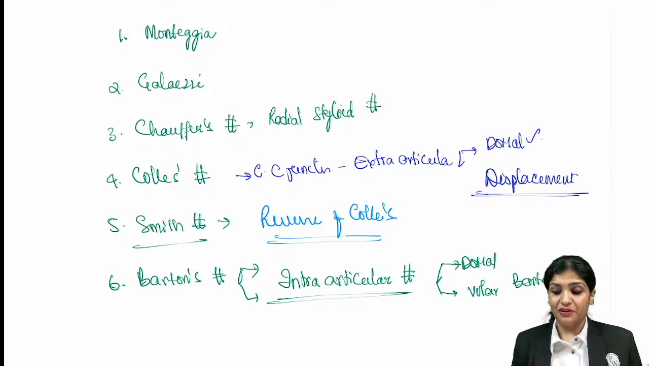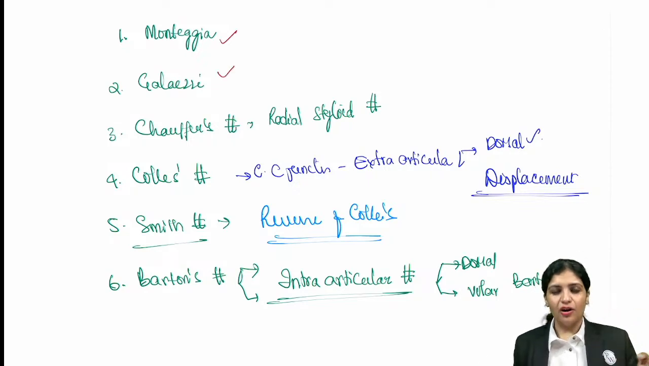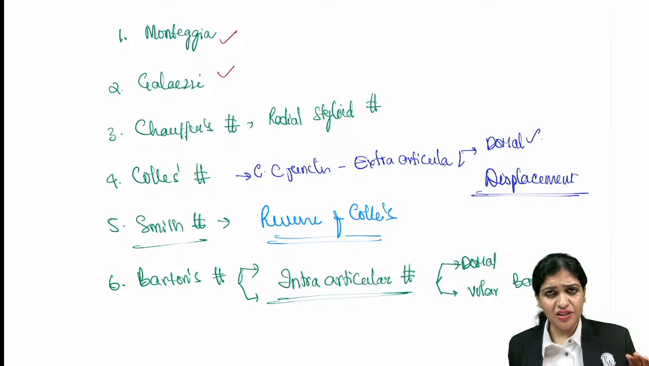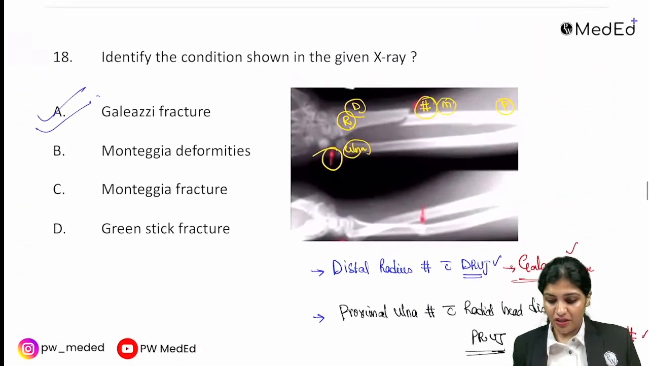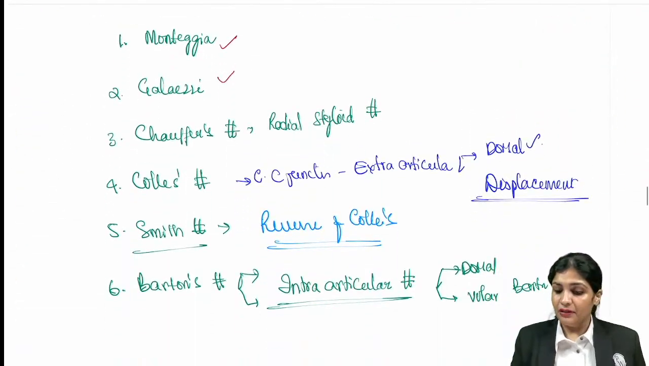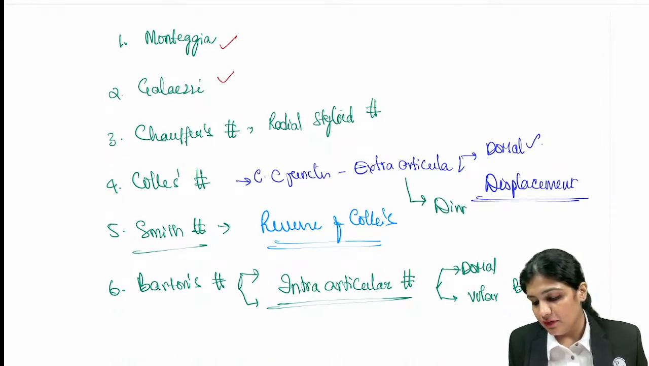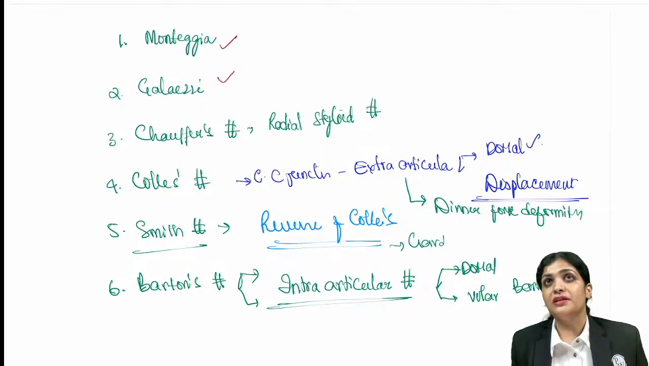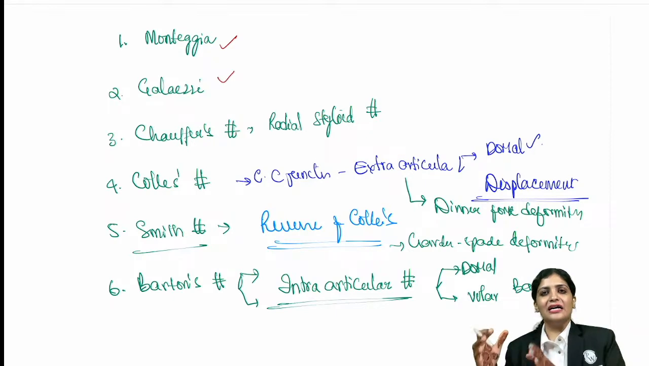So what is most important for you is always the Monteggia and the Galeazzi, right? And then your Chauffeur's, that is the radial styloid, your classical Colles fracture, then reverse of Colles, the Smith's fracture, and then your Barton's fracture. So these are the various fractures. And if you remember the Colles, they can even ask the deformity. So that is the dinner fork deformity, which is seen in case of your Colles fracture, and the garden spade deformity in case of your Smith's fracture, right? So this is the extension of the topic, that they can even ask the deformity.